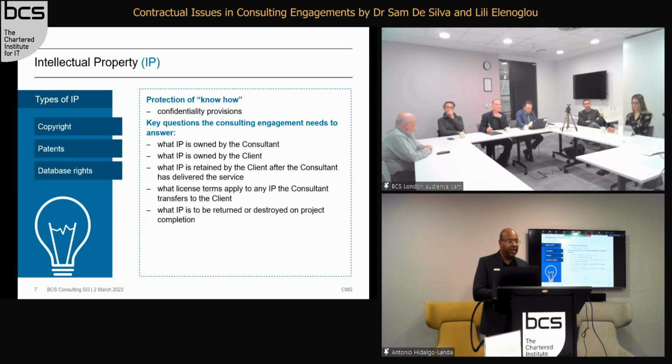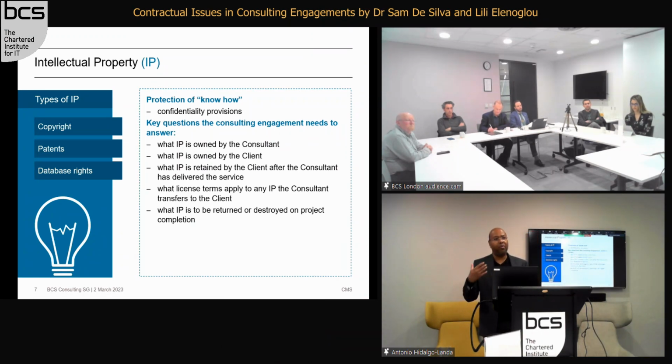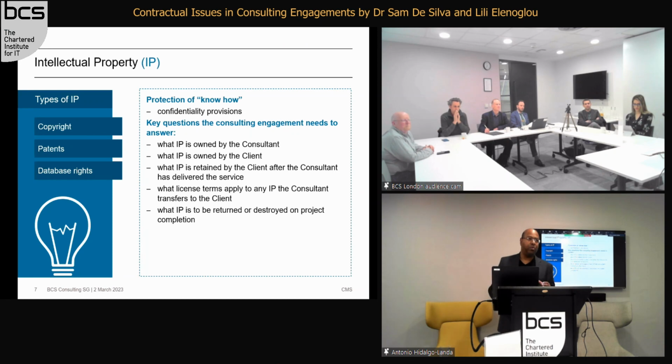So in terms of IP, there are three types of IP, really. There's copyright, which actually is about the written word and so forth. So programming code, any documents you produce, there's copyright. That doesn't need to be registered. That just arises as a matter of course when it's created. Then there's patents, which obviously you need to register. That's more of a process. And then there's database rights. So effectively, these are rights which arise because there's a considerable amount of effort that goes into compiling a database, and that's an IP right in itself.